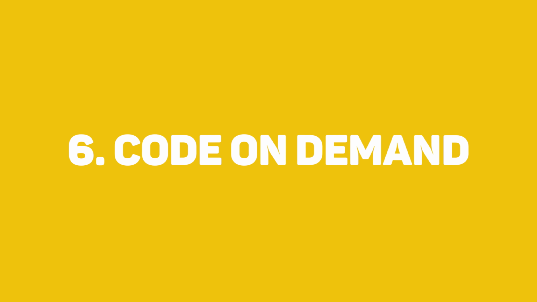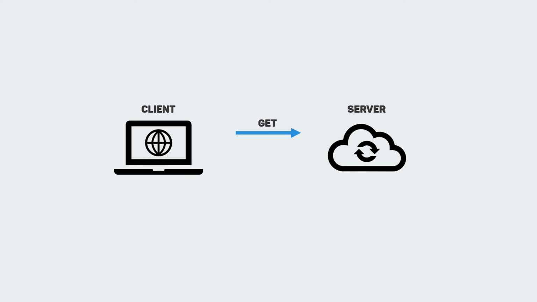Principle 6. Code on demand. This is the last principle, and this is an optional one, for a good reason that we'll come back to soon. It simply states that it can be possible for the server to send code on demand to the client, that the client can then execute. This of course poses some serious security risk, which is also why this principle is optional.